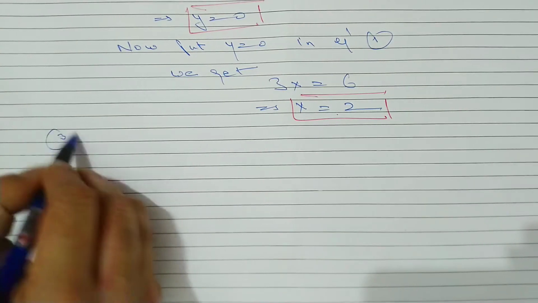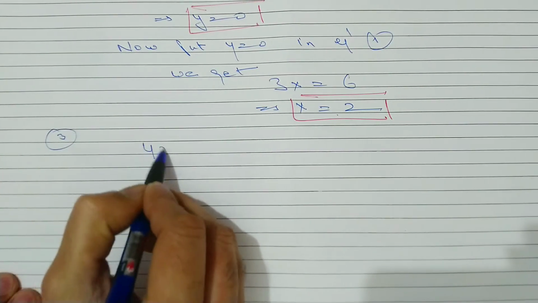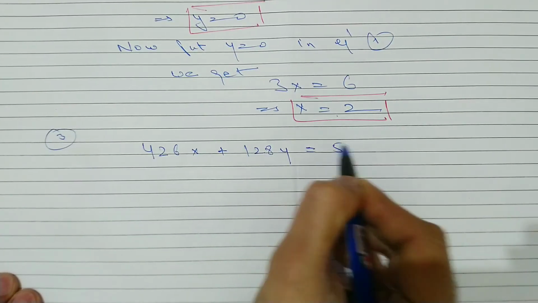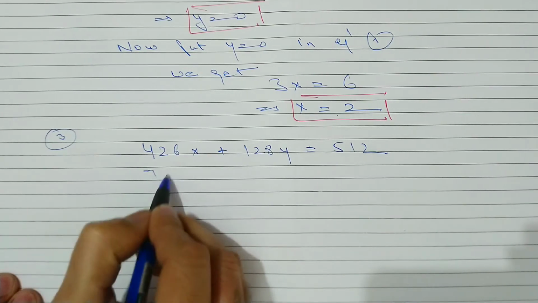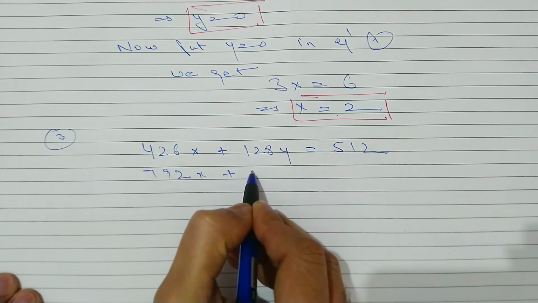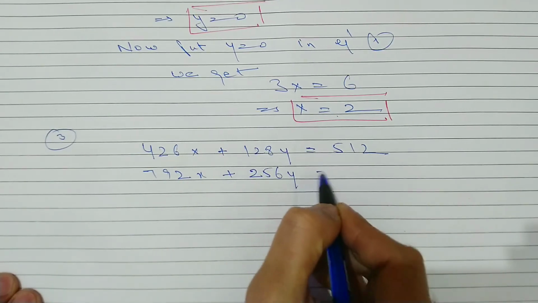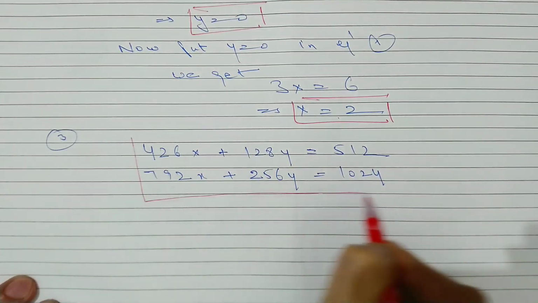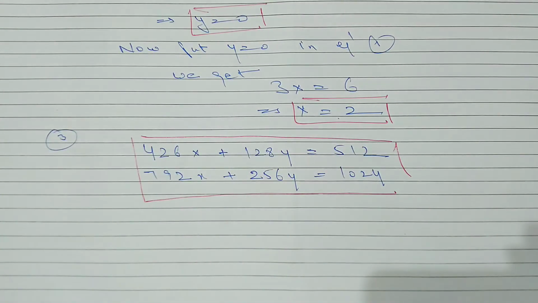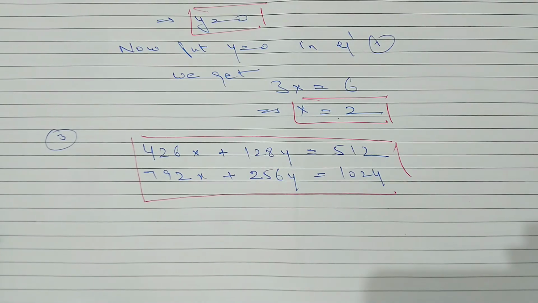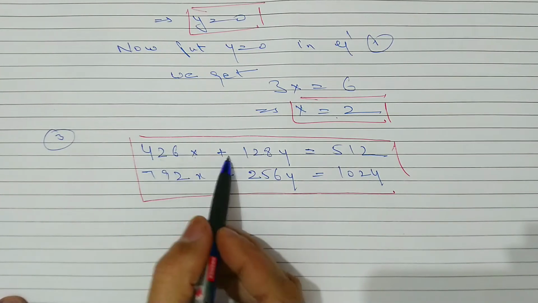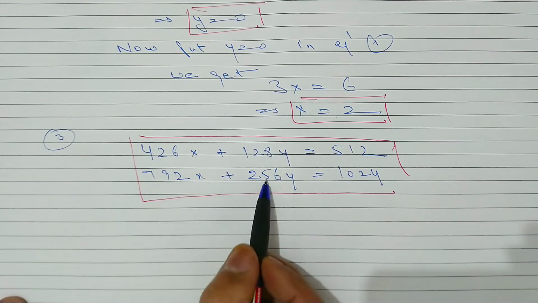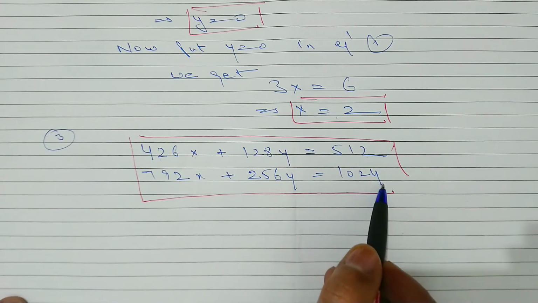Example number 3. 426x plus 128y equals 512 and 792x plus 256y equals 1024. These are two equations. Find x and y. 426x plus 128y equals 512. 792x plus 256y equals 1024.